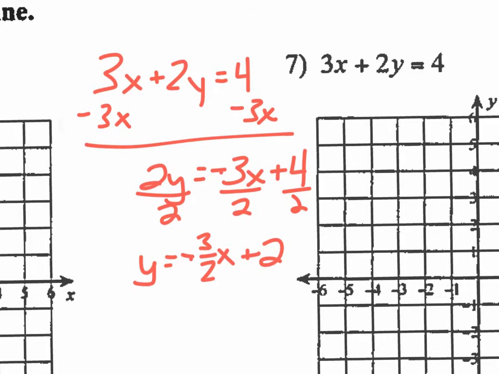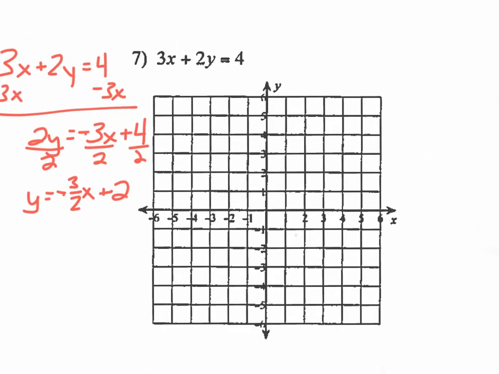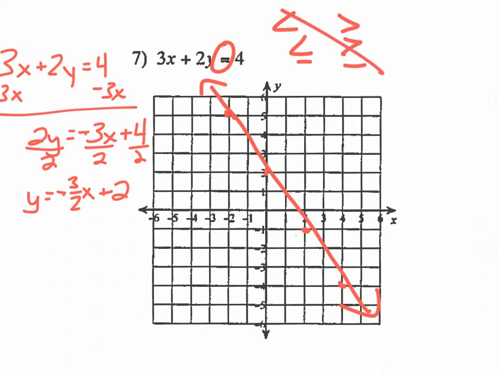There's my equation, and now I'm going to graph that. So my y-intercept is at positive 2, and my slope is down 3 and over 2, so I end up right there. I could keep doing that, or I could go up 3 and back 2. And then I have my line. And again, I don't have to shade these because it's an equation, not an inequality. So it's not a less than or greater than or less than or equal to or greater than or equal to. So I don't have to shade anywhere. All I have to do is draw the line.